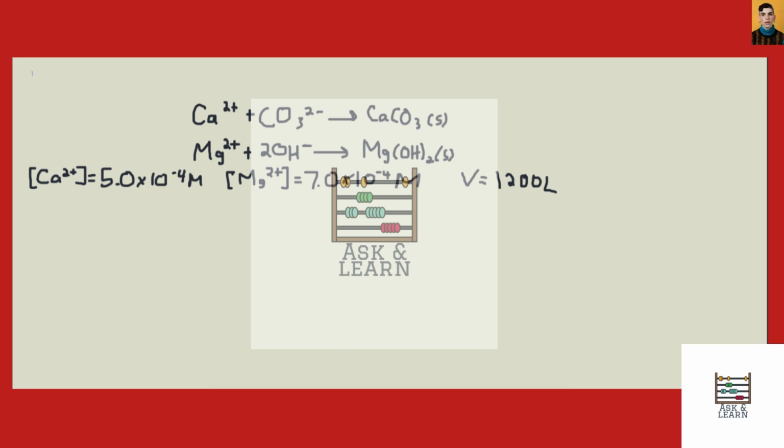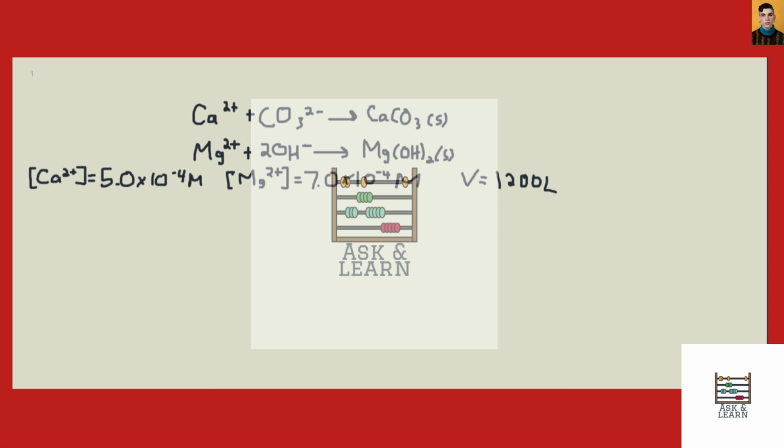when you have 1200 liters of water in which calcium concentration is 5.0 times 10 to the negative fourth molar and magnesium concentration is 7.0 times 10 to the negative fourth molar.